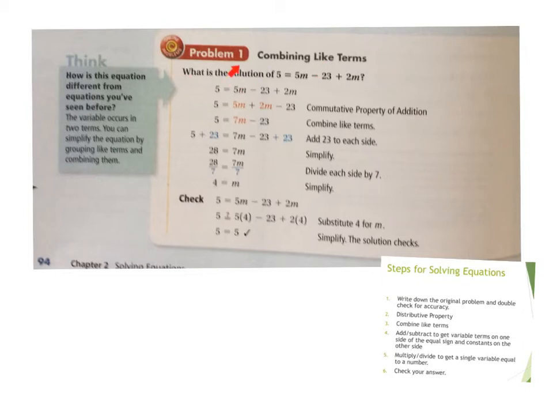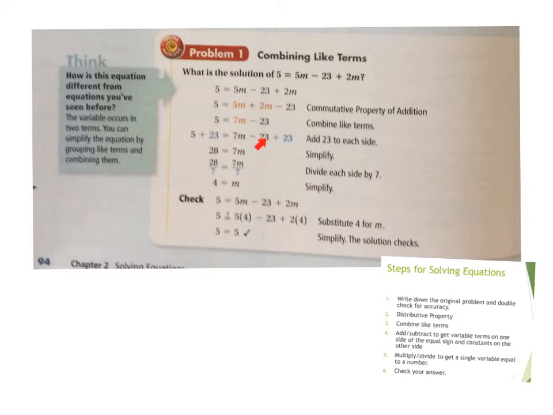Now here I've got some stuff to actually do. I've got some like terms to combine. I can't just go willy-nilly, start adding 23, then divide by 5, then divide by 2. You have some like terms to combine. So before we get started, we're going to combine the 5m and the 2m into 7m. So what I've really got going on is 5 equals 7m minus 23. This looks like the ones we just did.